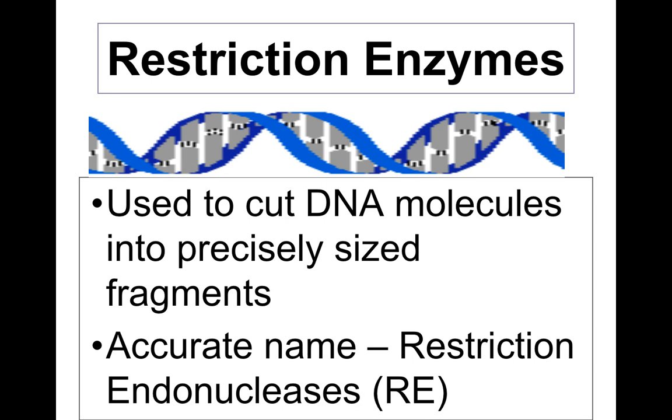And their accurate name is a restriction endonuclease. So when you look at the word endonuclease, ASE tells you it's an enzyme. Nuclea, it tells you that it is material within the nucleus, and endo prefix means within. So literally, it is an enzyme that cuts within nuclear molecules.